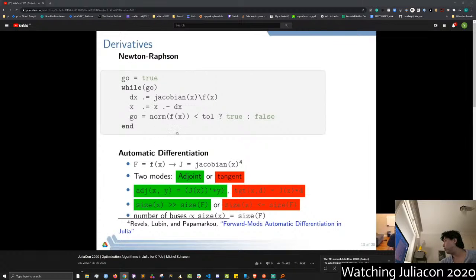Here's a simple Newton-Raphson. You compute the Jacobian, you solve that in your system, you get the next step, you update your x, and then you iterate until f of x is 0, and then you have solved essentially your linear system, Jx equals 0. So what we need automatic differentiation for is to get the Jacobian. Essentially what automatic differentiation does, it transforms your code from computing f of x to computing the Jacobian.